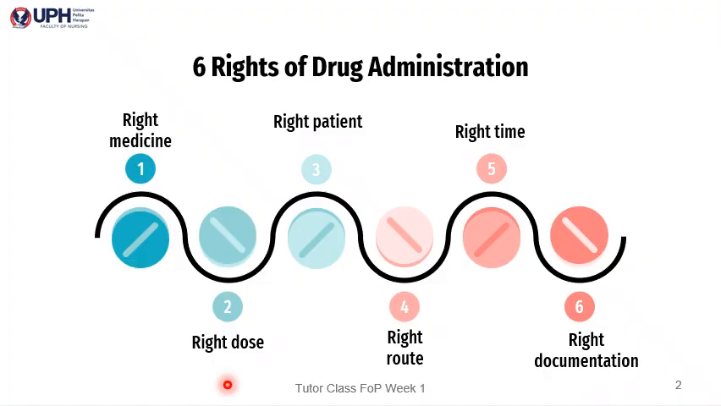We're going to review the 6 rights of drug administration. The first is right medicine, the second is right dose, the third is right patient, and then right route, right time, and right documentation. So make sure that once you're giving medication, you choose the right medicine, and the time is right with the correct patient, and the route is right and at the right time, with the right documentation afterwards.